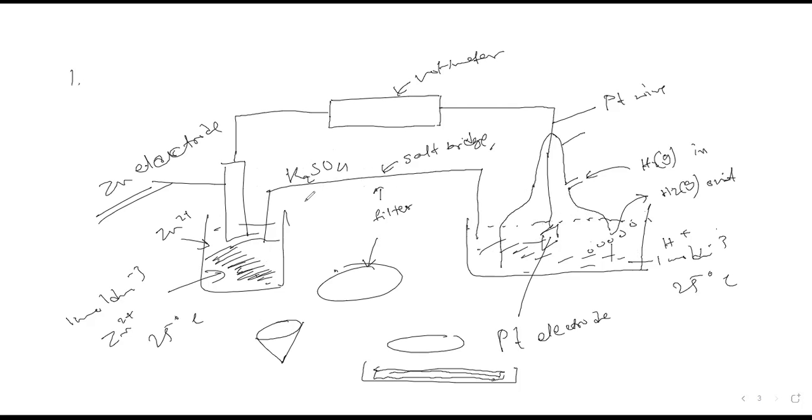Or vice versa will happen if Zn2 plus concentration increases. We need to reduce the Zn2 plus concentration. How can we do that? We need to provide more negative ions. So sulfate will be provided towards this solution. Hence, potassium will go to the other solution.